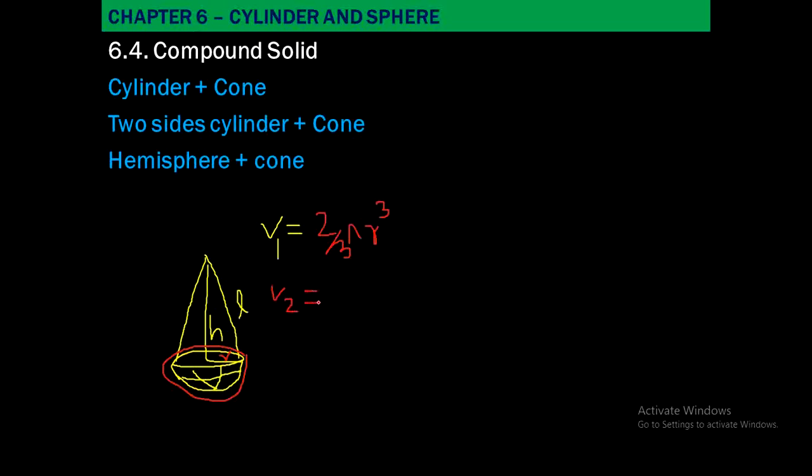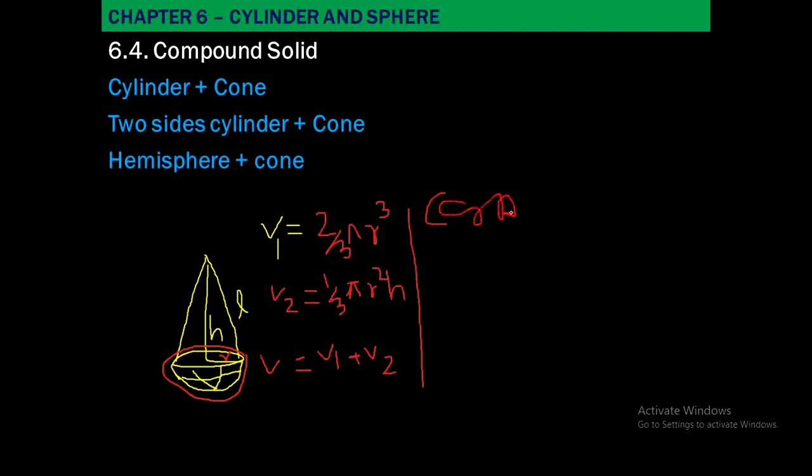and V2 equals to, V2 means volume of the cone, that is 1 by 3 pi r square h. So V equals to V1 plus V2.